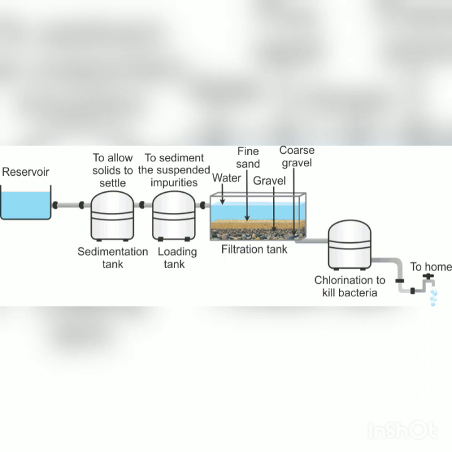Then the clear water is passed through the chlorination tank. A measured amount of chlorine gas is added to the water in this tank. Chlorine is added to water to kill the germs present in it. This is known as disinfecting the water or sterilizing the water. Let us understand this process of water treatment with the upcoming video.